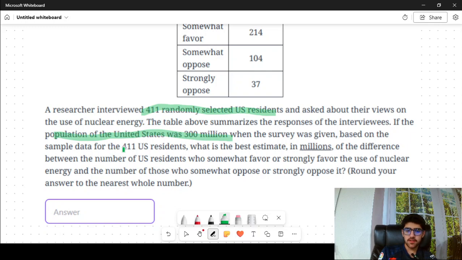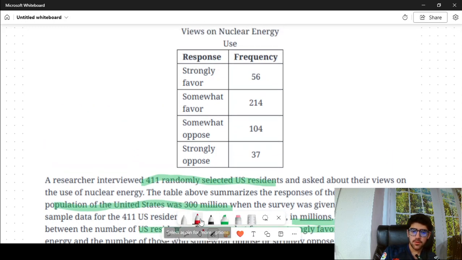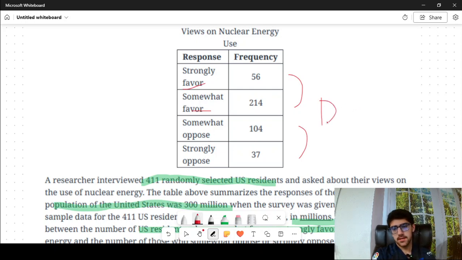Based on the sample data for the 411 residents, what is the best estimate in millions of the difference between? So they want a difference. So we're going to have to generalize it, but then we're still going to have to calculate a difference. So what is the difference between U.S. residents who somewhat favor or strongly favor U.S. nuclear energy and the number of residents who somewhat oppose or strongly oppose? So we're going to find the difference between those who strongly favor and somewhat favor, minus those who somewhat oppose and strongly oppose.